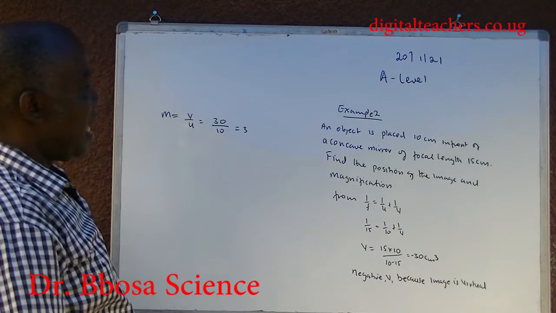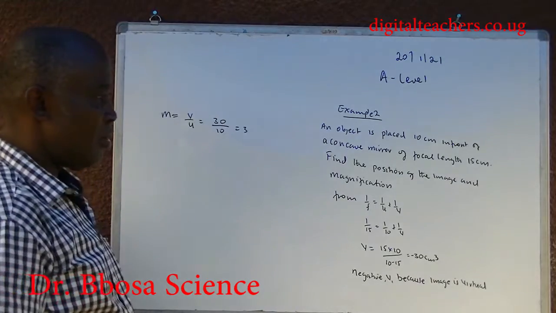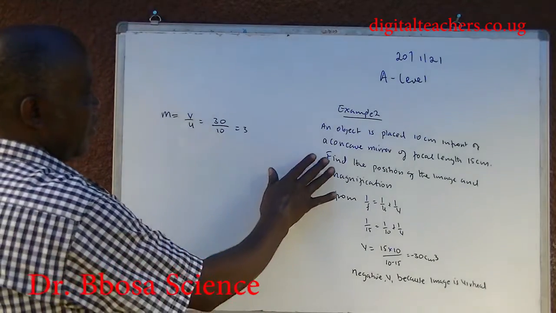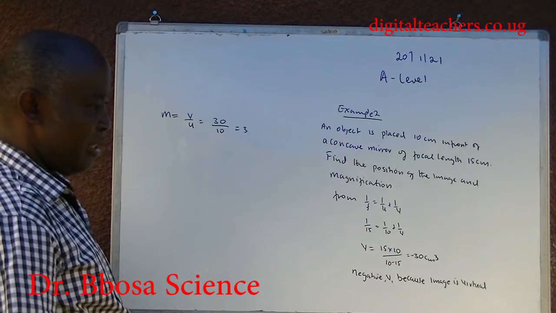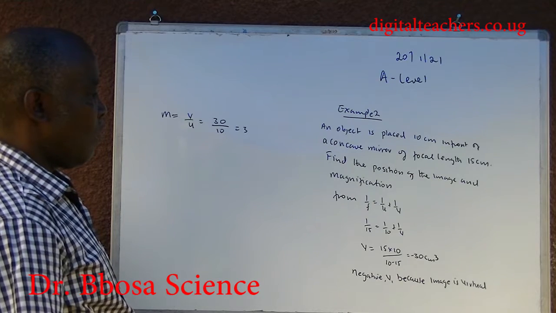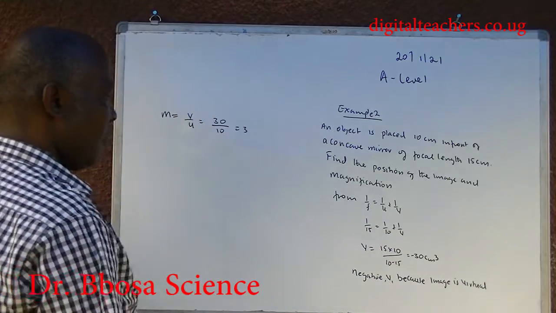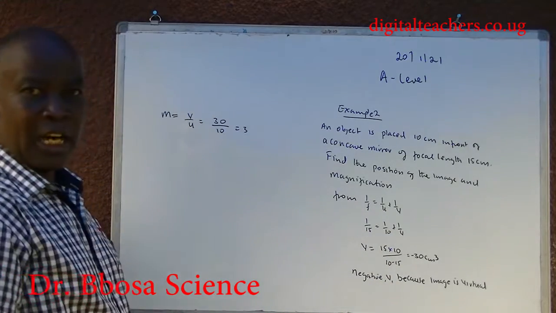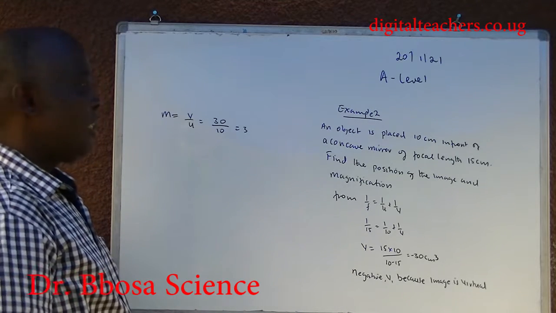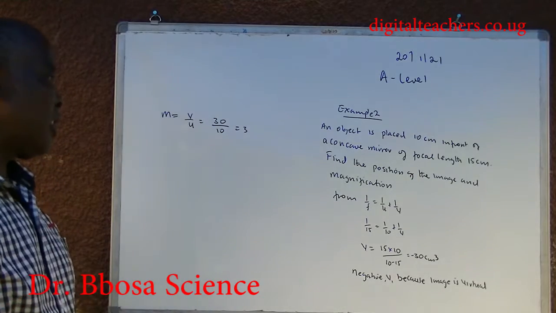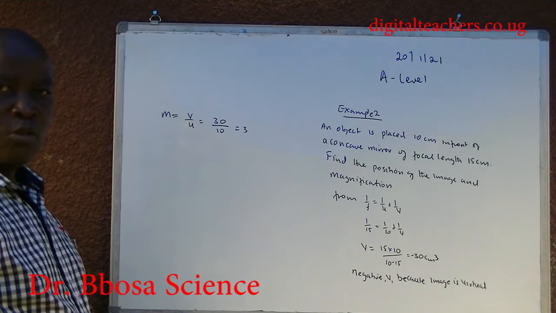Example 2. An object is placed 10 centimeters in front of a concave mirror of focal length 15 centimeters. Find the position of the image and magnification. From 1 over f is equal to 1 over u plus 1 over v. 1 over 15 is equal to 1 over 10 plus 1 over v. Therefore, v is equal to negative 30. Negative v because the image is virtual. Magnification is equal to v over u is equal to 30 over 10, which is equal to 3.